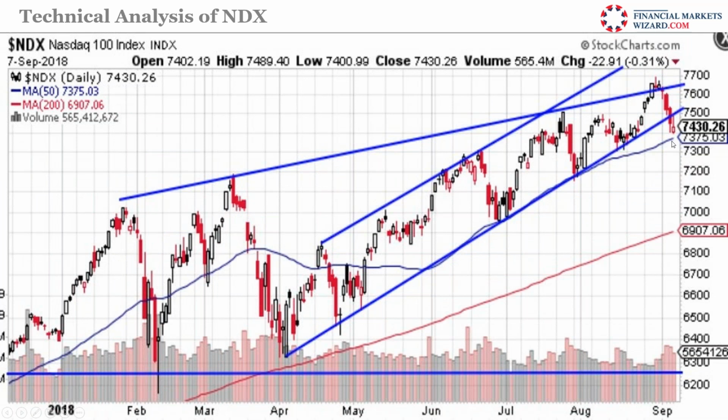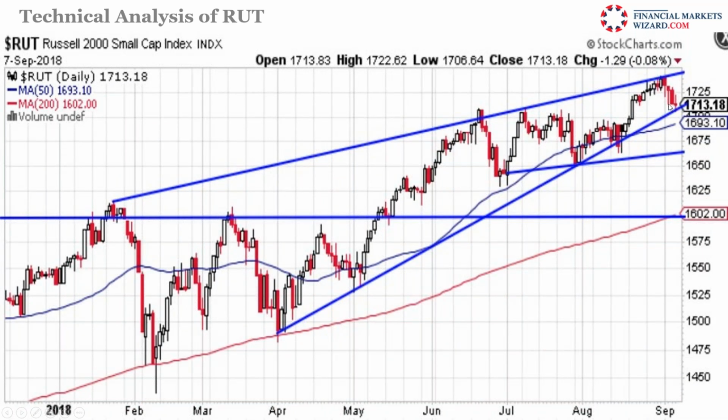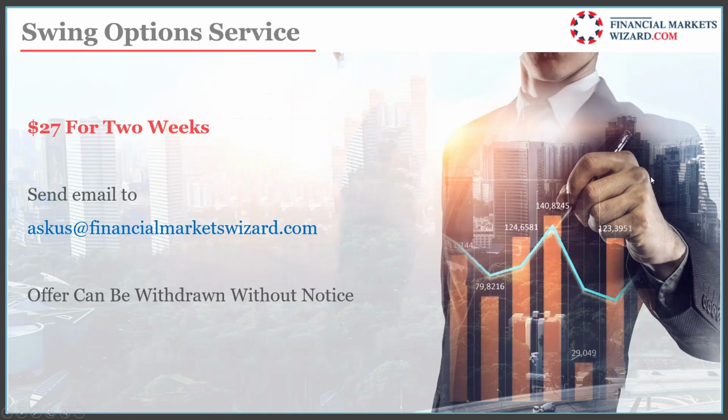NASDAQ is sitting at support, 50-day moving average. This is the market you need to watch, which is at the 50-day moving average. And NASDAQ should bounce above 7375. And Russell is also sitting at this important support line. So out of 4 indices, which one will you watch? You will watch NASDAQ 100 and Russell. That will give you the clue about the market.